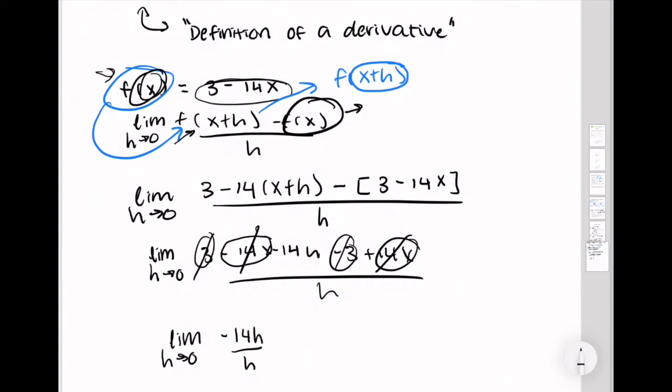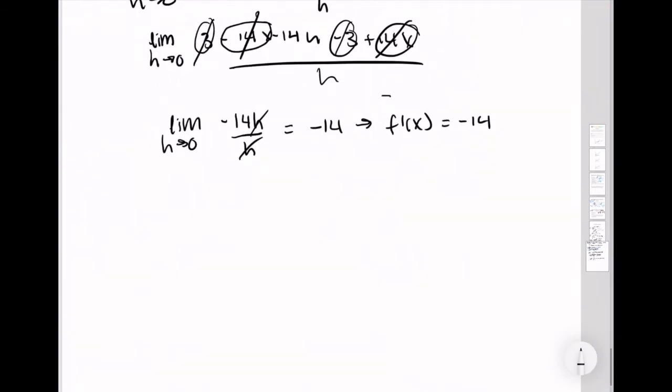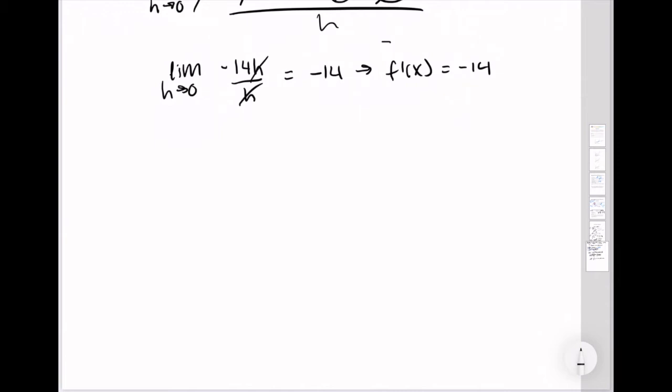And before you plug in 0 for h, remember you have to simplify this first. So we simplify and our h's cancel out. If you had plugged in 0 for h, you would get negative 14 times 0 divided by 0, which would be indeterminate or undefined, which is wrong because you have to simplify it first. So here we have that our answer is negative 14. This means that the derivative, or f prime of x, equals negative 14.